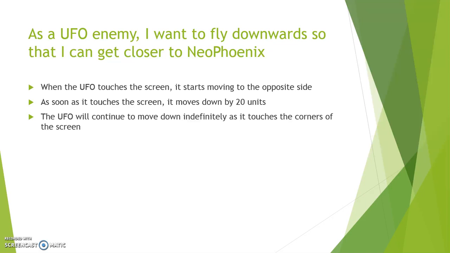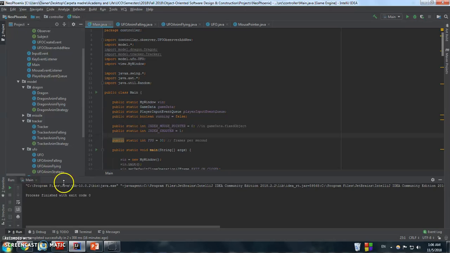As a UFO enemy, I want to fly downwards so that I can get closer to Neo Phoenix. When the UFO touches the edge of the screen, it starts moving to the opposite side. As soon as it touches the screen, it moves down by 20 units. The UFO will continue to move down indefinitely as it touches the corners of the screen. Now we see the implementation of the code of all that I have said so far has passed successfully.